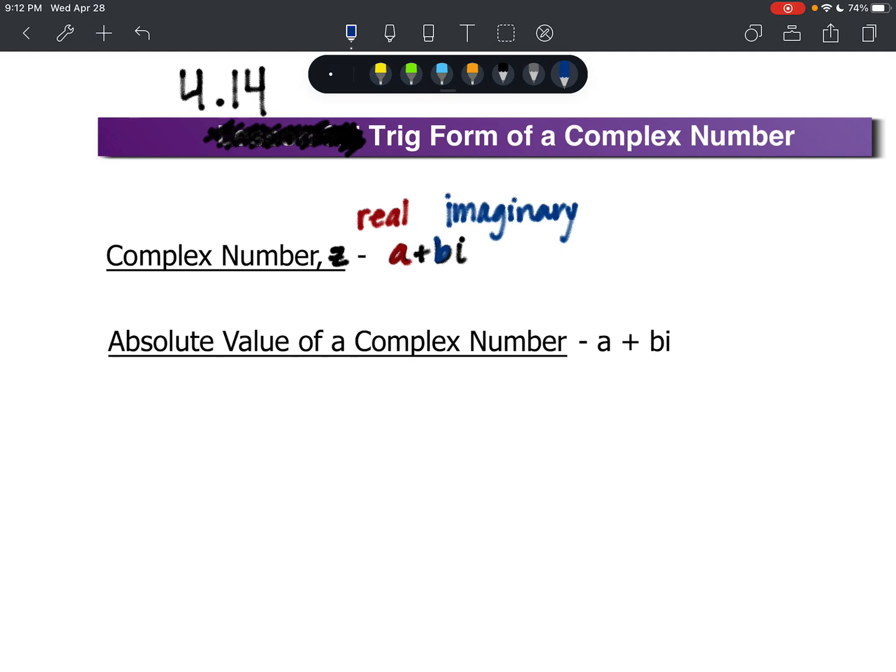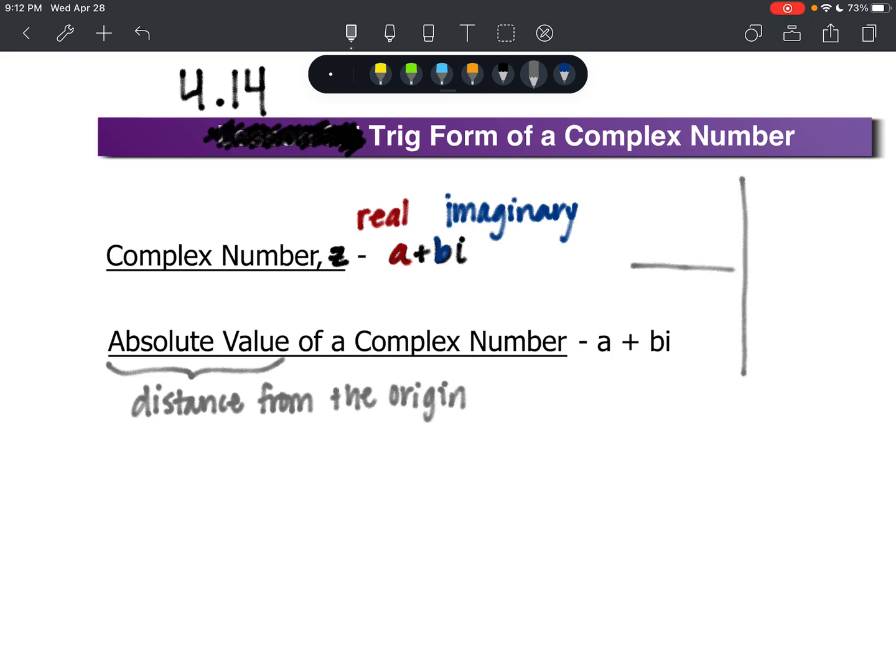The absolute value of a complex number is the distance from the origin. So the distance, an absolute value, a distance that a complex number is from the origin is the absolute value. So just like absolute value is distance from zero, the absolute value of a complex number is the distance from the origin.